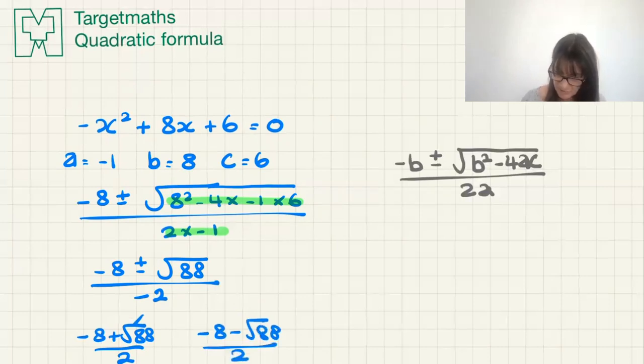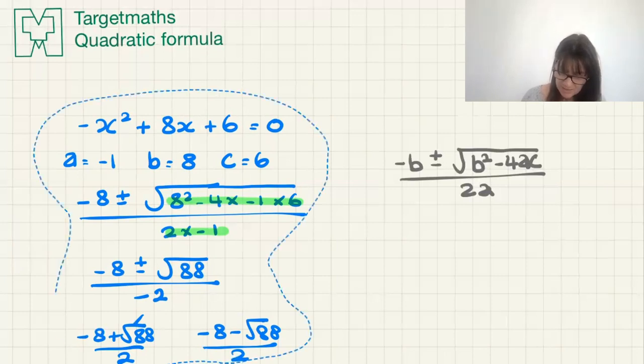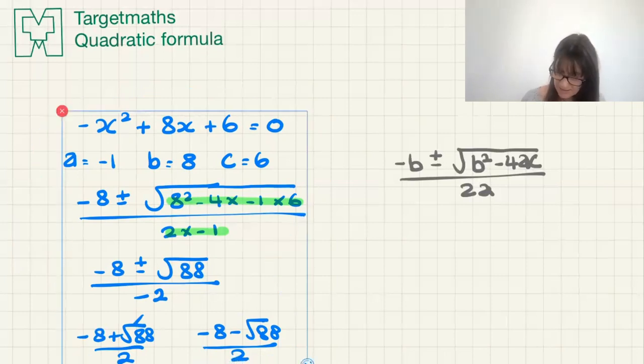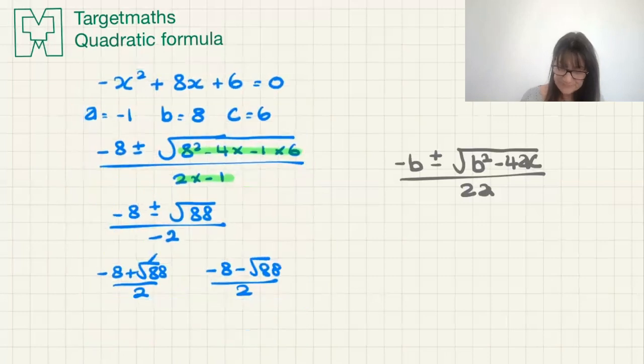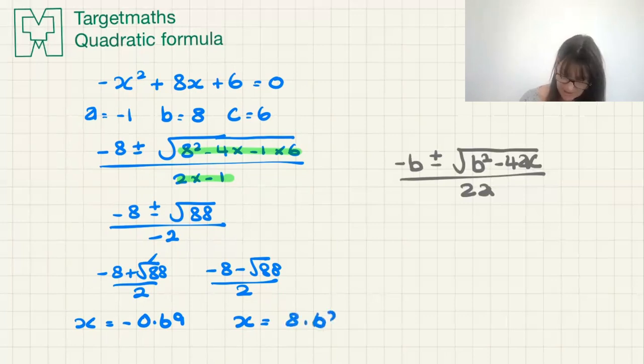And I'm just going to do my little resize so we can see it clearly. There we go. All right, so you need to get this in the calculator. So our -8 plus root 88 divided by 2 is going to give me the value x equals minus 0.69. And the second one, -8 minus root 88 divided by 2, is going to give me x equals 8.69.